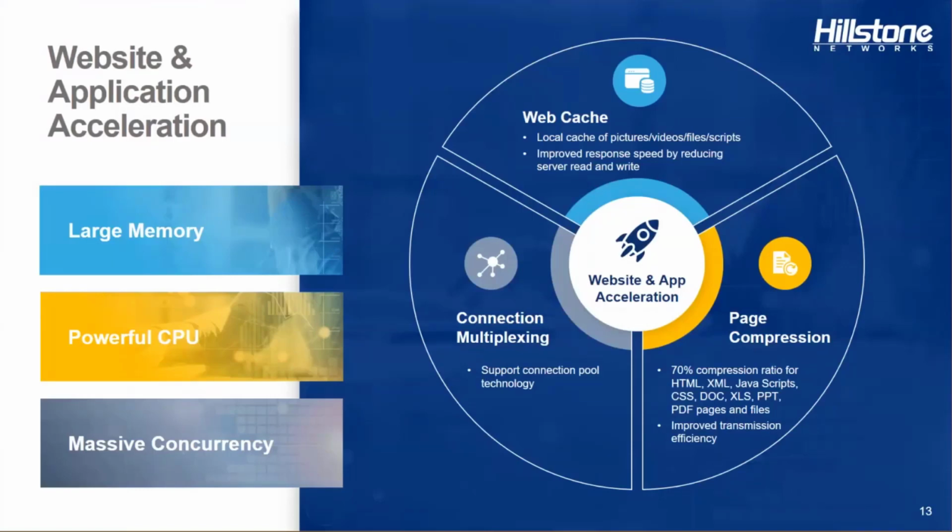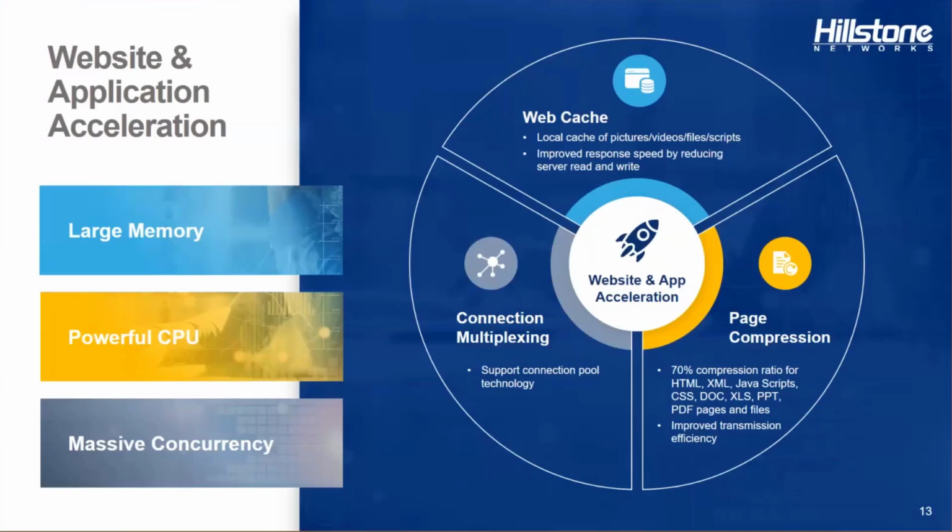Hillstone's ADC supports web and app acceleration features. First and foremost, it supports web caching because as we know, server and link performance can be very unpredictable. So web content can be cached on ADC to serve requests faster. We support many different kinds of file types from web pages to images to videos to scripts.